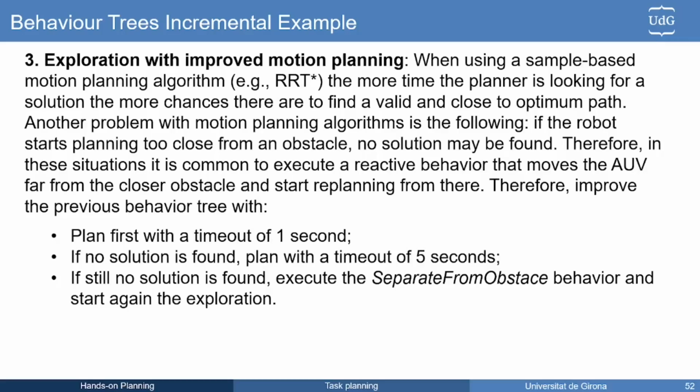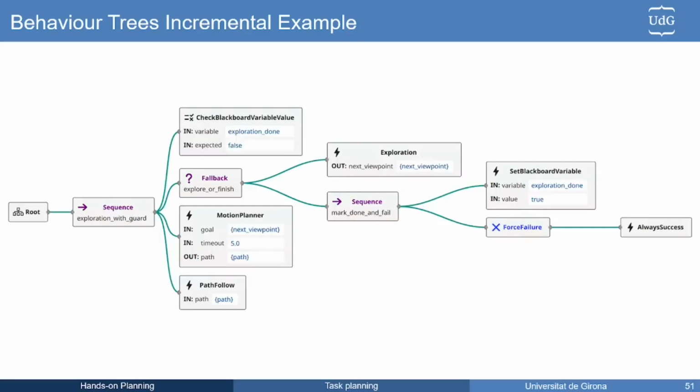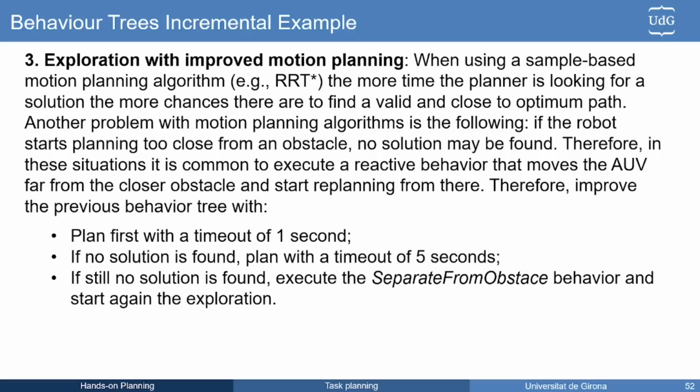Let's continue. Exploration with improved motion planning, okay? You know that when we use RRT, we have to specify a time, no? In fact, here, you see that one of the parameters in the motion planner was the goal, that is the next best viewpoint generated by this one. The path is the output, but it has this timeout, okay? This timeout is how much time you want to spend looking for a solution.